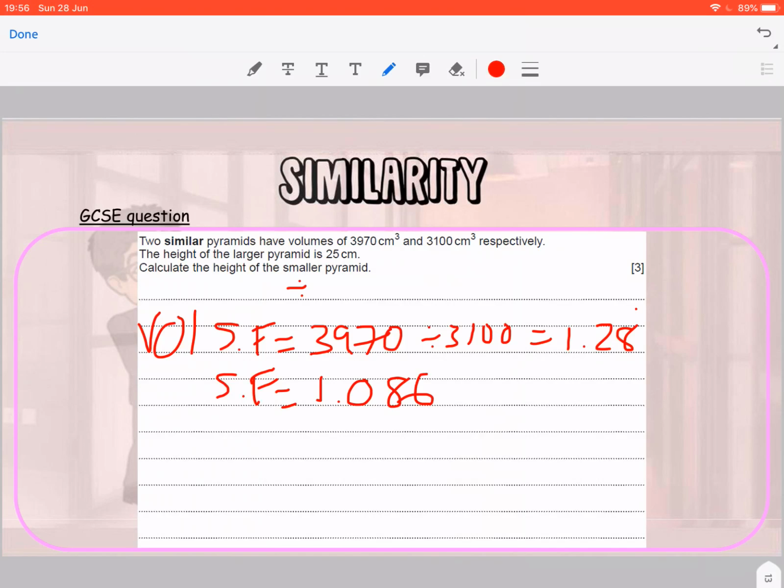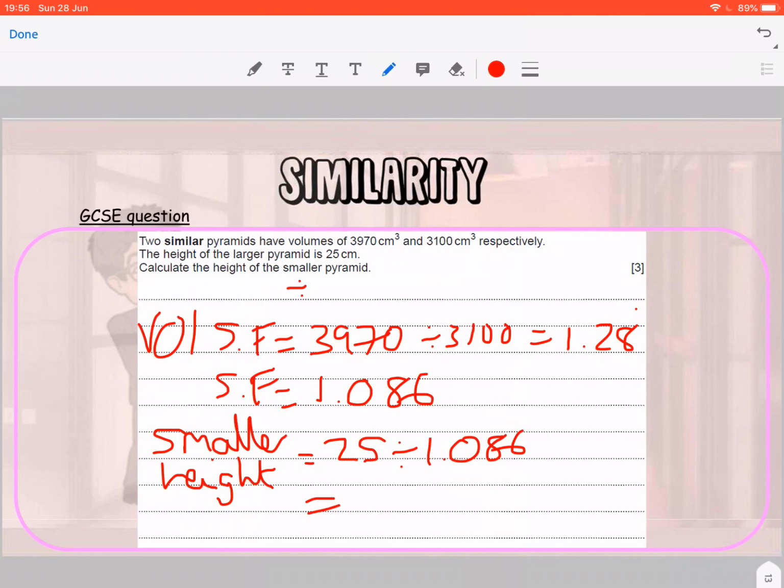Now the height of the larger pyramid is 25. If you want to find the smaller height, it is the larger one divided by the scale factor 1.086. That gives me 23.02 centimeters for the smaller height.